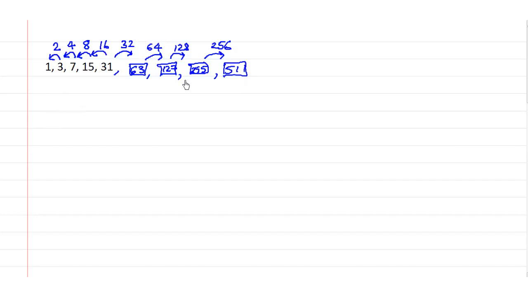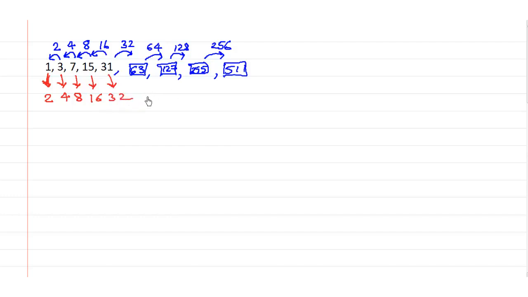Another way is, if you see carefully, if you add one more to 1, you get a 2. If you add one more to 3, you get a 4. If you add one more to 7, you get an 8. If you add one more to 15, you get a 16. If you add one more to 31, we get a 32.